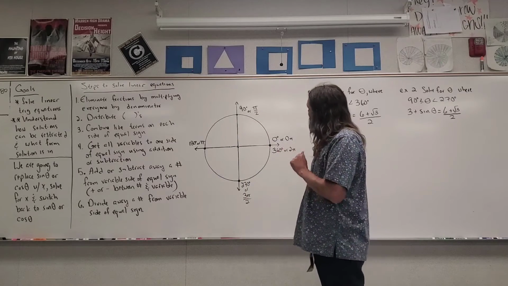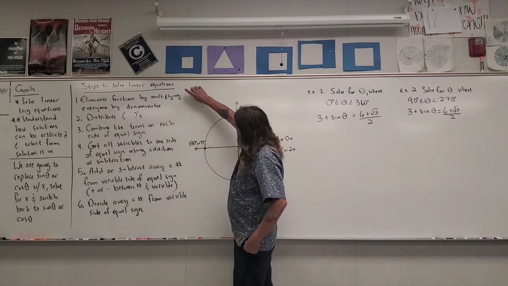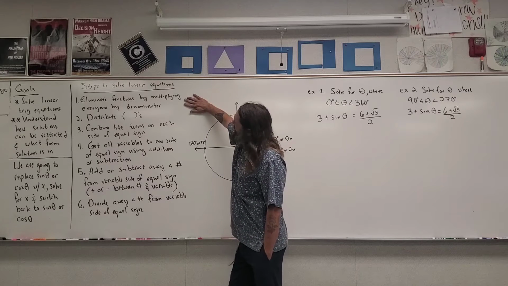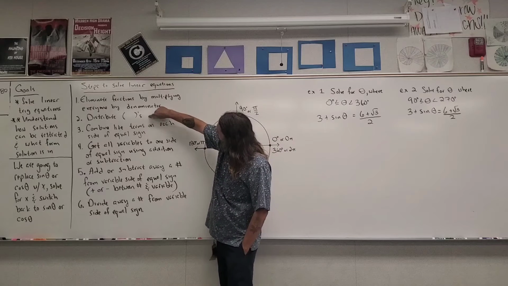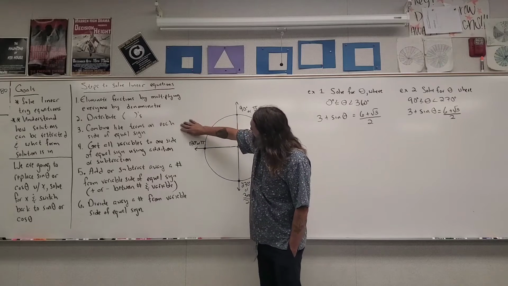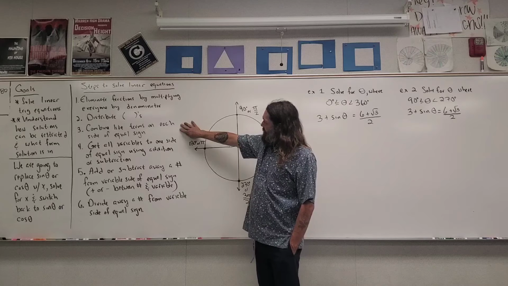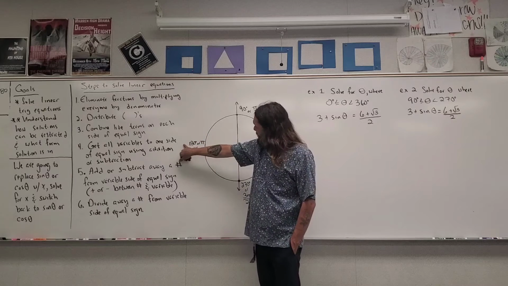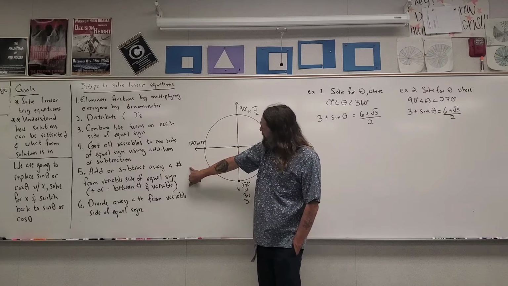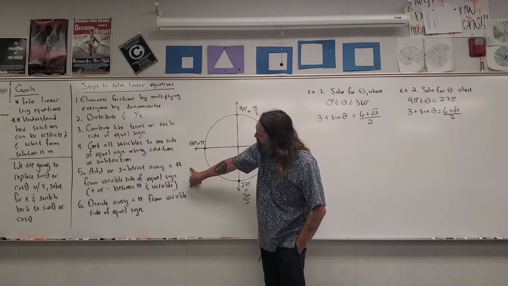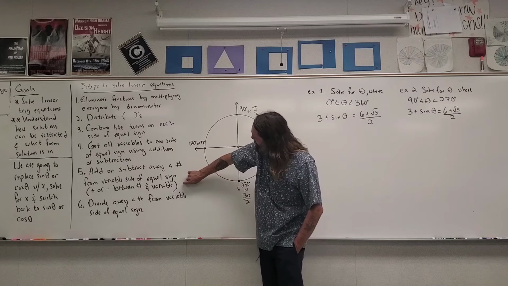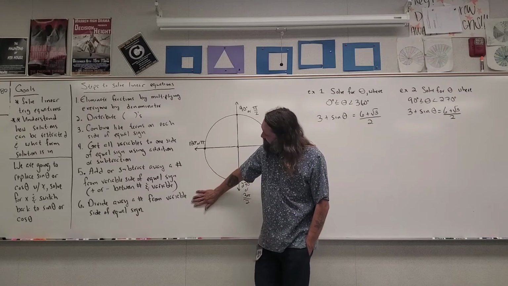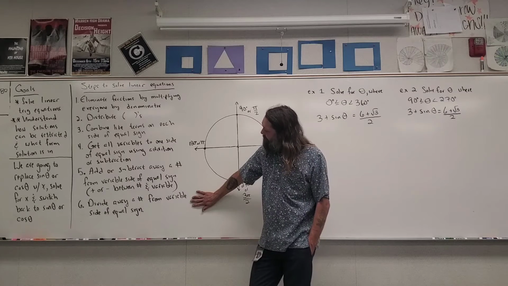Now, I also have written on the board steps to solve linear equations. Our first step would be to eliminate fractions by multiplying everyone by the denominator. Our second step will be to distribute. Our third step is to combine like terms on each side of the equal sign. Our fourth step is to get all variables to one side of the equal sign using addition or subtraction. Our fifth step is to add or subtract away a number from the variable side of the equal sign. The clue for this is there's a plus or minus between the number and the variable. And our sixth and final step will be to divide away a number from the variable side of the equal sign.